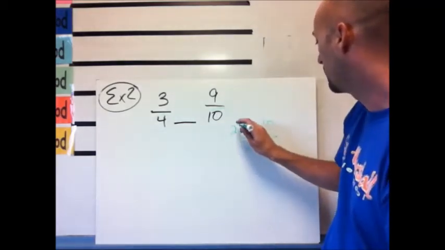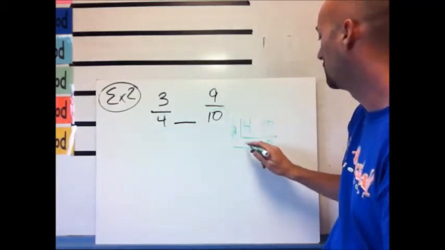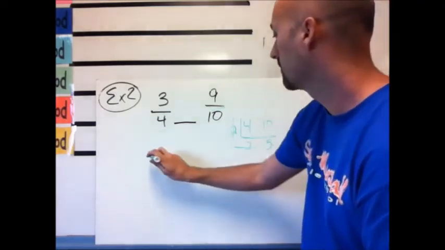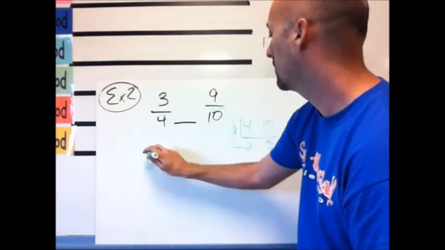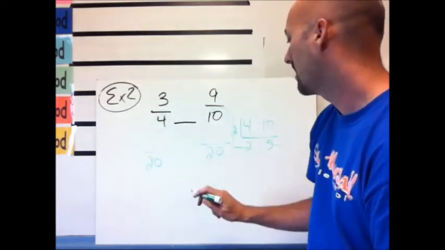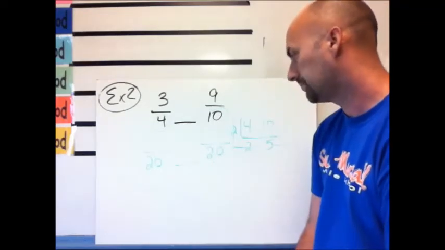Can't divide that any further. So I'm going to multiply those two. 2 times 2 is 4, times 5 is 20. So I'm going to rewrite both of these fractions as a fraction over 20.